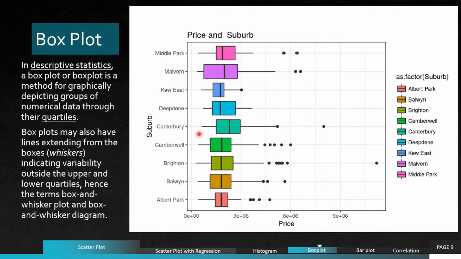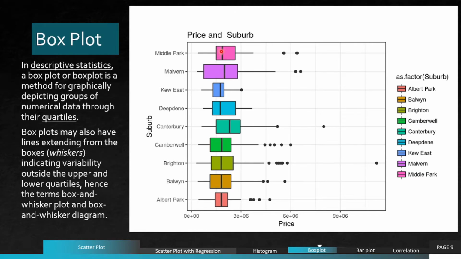So here we see another plot, and here what we have done is that we have plotted the house prices based on suburbs, and these are some of the suburbs in Melbourne, and very good suburbs in Melbourne. See, for example, if you see Canterbury, the median price is quite high, and then you can find maybe Malvern, which is also a great suburb, and this also has a very high median price.